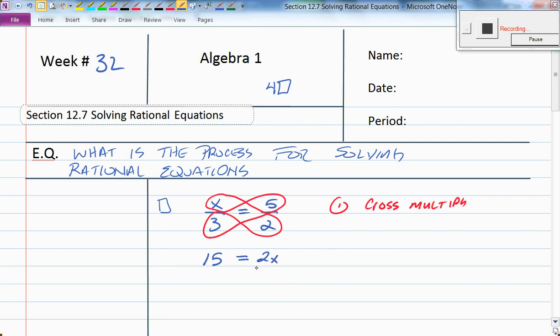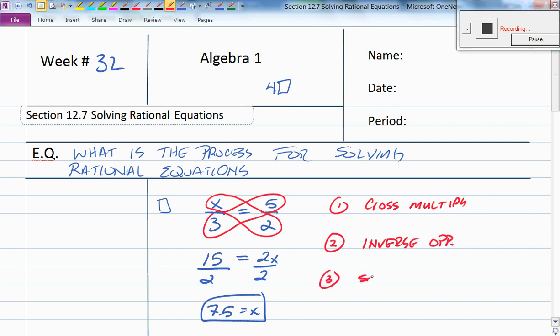Then I'm going to divide by 2, exactly. So what's half of 15? There you go. So 7.5 has to equal x. So what was the process that we did? We cross multiplied. Then what did we do? Yeah, we used inverse operations. Very good. Inverse operations. And then finally we solve. That's it. That's pretty straightforward.